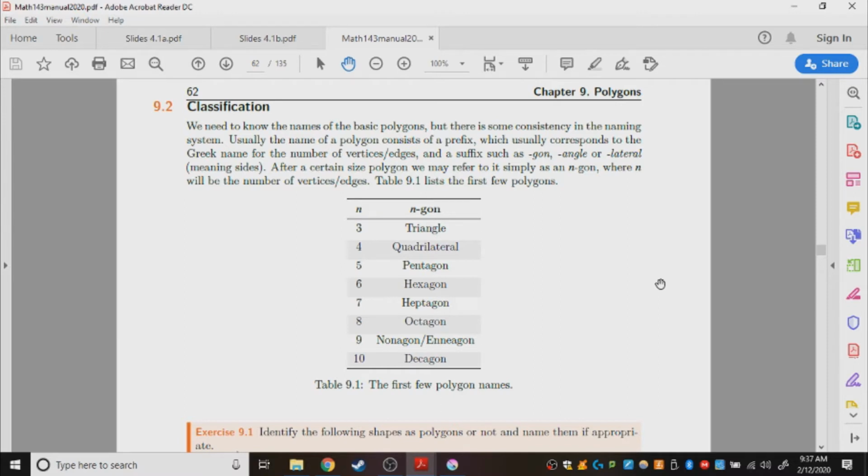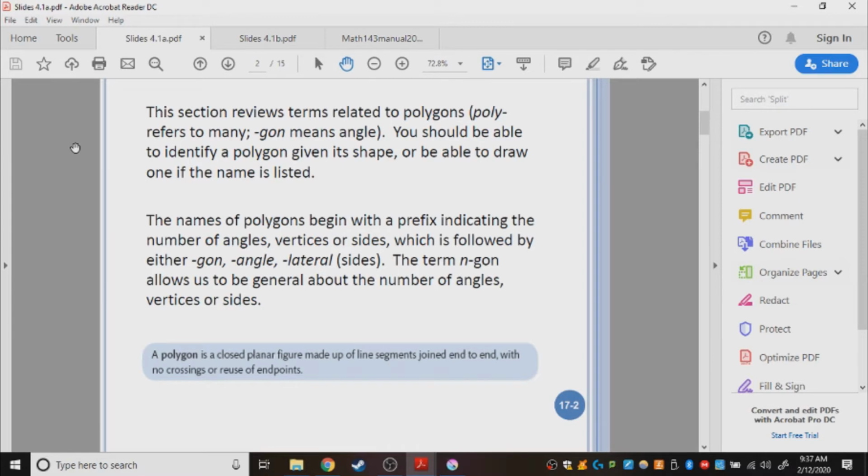Don't read all the words. I'm just looking at the table. I'm going to jump back and forth between these guys. When we talk about shapes, we're mainly interested in polygons, coming from the word poly, meaning many, gon meaning angle, so many angle shapes. My goal is to be able to identify different kinds of polygons and be able to draw some of them, the basic ones at least.